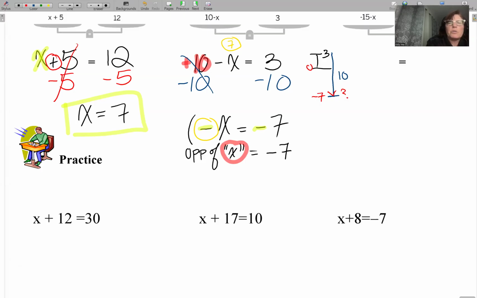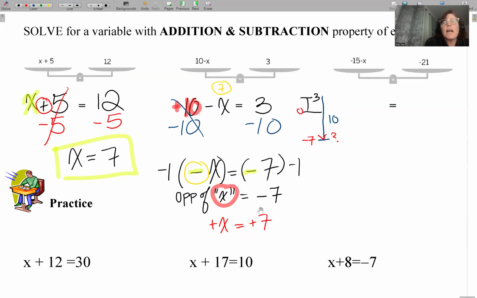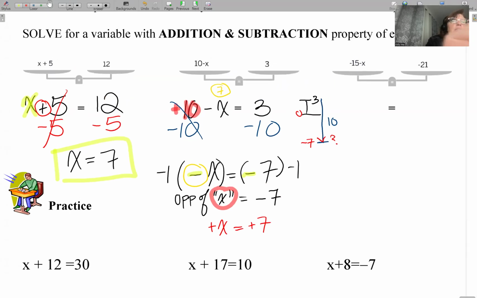technically what we're going to do is multiply both sides by negative 1. Negative times a negative is a positive. So that's now going to be positive x and positive 7, which is exactly what we predicted up here. So when the x is negative, whatever it is, you have to multiply both sides by negative 1 so that you get the opposite, because a negative x means the opposite of x.